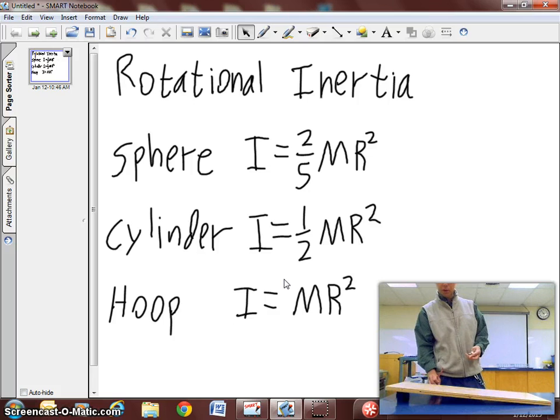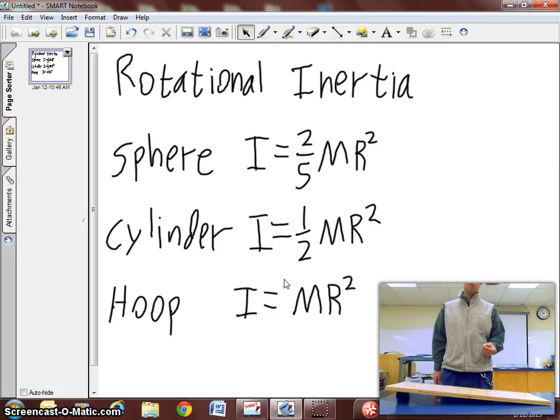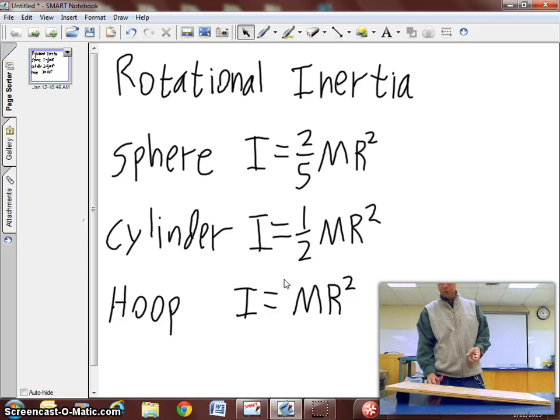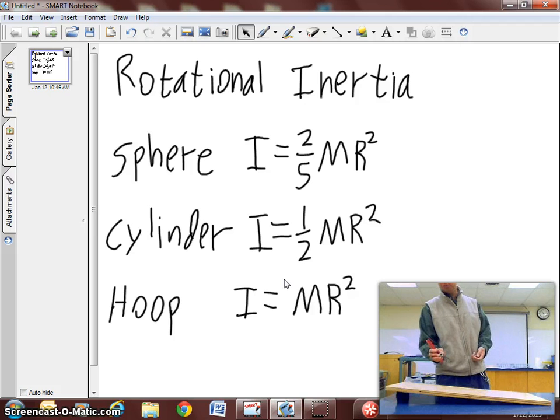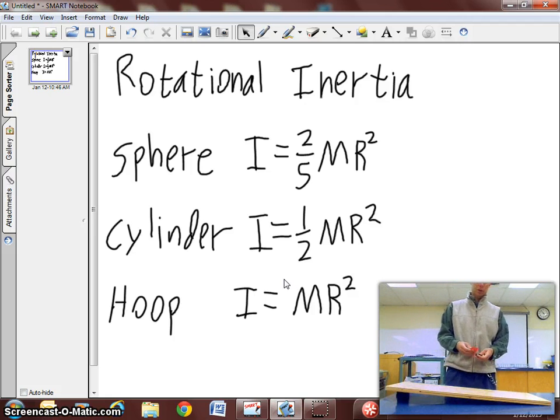For the cylinder, the formula is 1/2 times the mass times the square of its radius. For a sphere, it is 2/5 times its mass times the square of its radius. And finally, for a hoop, it is just simply mass times the square of the radius. We are now going to do a race and see which one will win the race.